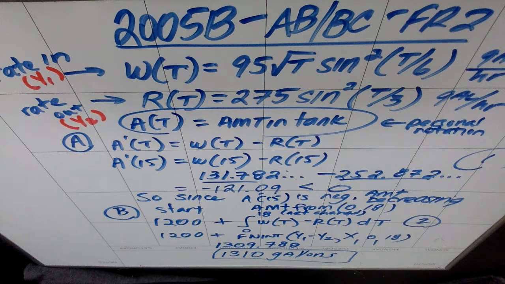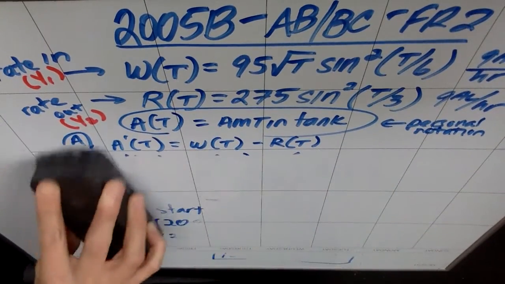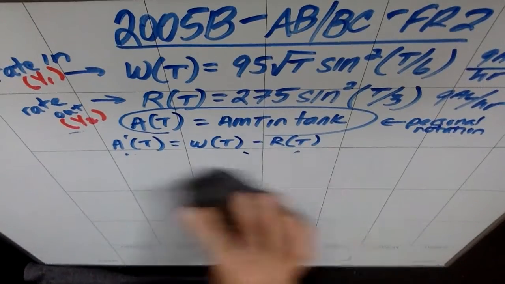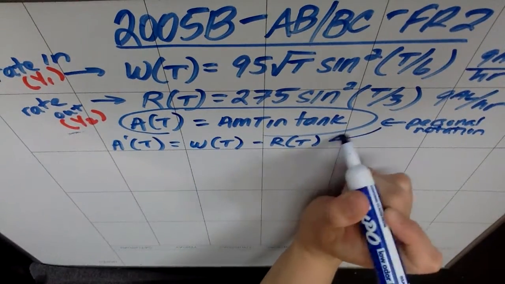At what time from 0 to 18 is the amount of the water in the tank at the absolute minimum? Show the work that leads to your answer. Okay, so I'm going to keep this A prime of t equals, all right, equals w minus r. So again, it really helps to have this for your own personal notation, right?